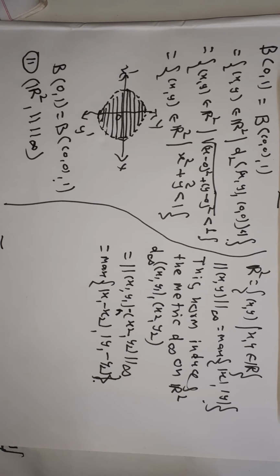See here, the infinity norm of x, y is equal to the maximum of the set mod of x, mod of y. Now this norm induces the metric d infinity on R2: the d infinity distance between the point x1, y1 and x2, y2 is equal to the infinity norm of (x1, y1) minus (x2, y2), which is equal to the maximum of mod of x1 minus x2, mod of y1 minus y2.